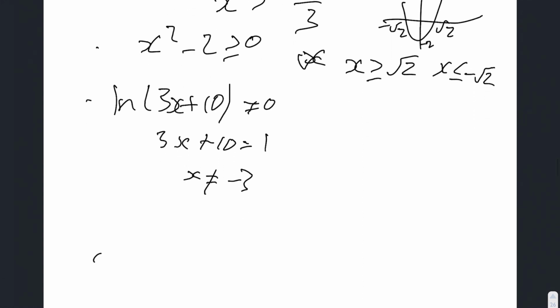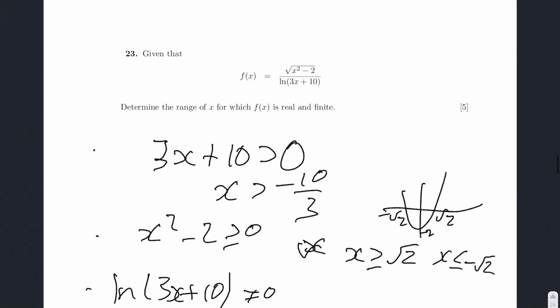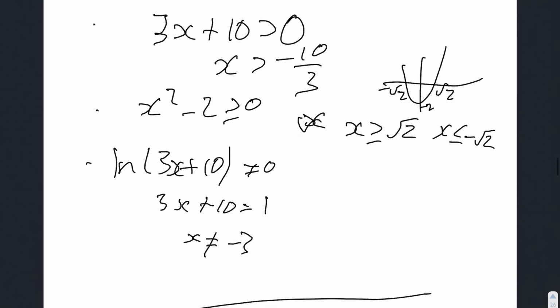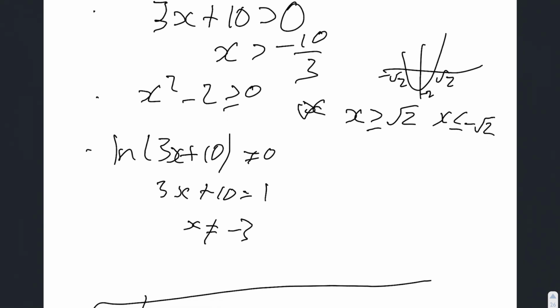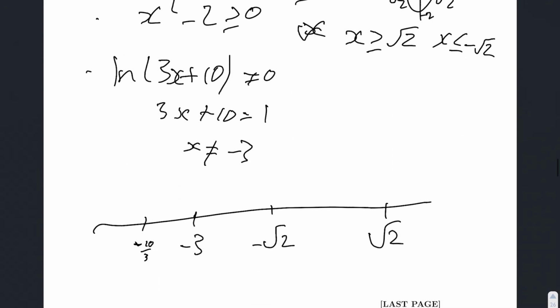Okay, so now what I'm going to do is draw a line and see where all of these intersect. So we know x needs to be bigger than minus 10 thirds. I'm going to write it on the bottom. Minus 10 thirds, and that is bigger than minus 3. So then we have minus 3 here, and we have minus root 2, and we have root 2. And is that all the things we need?